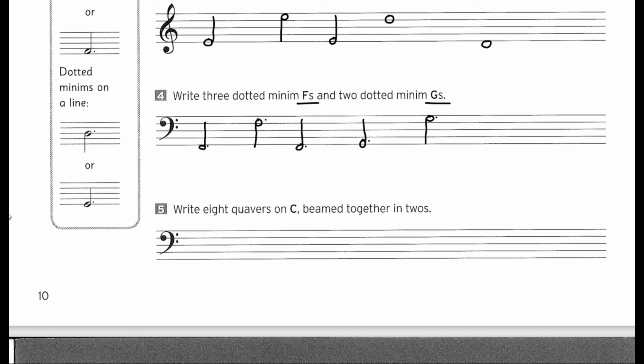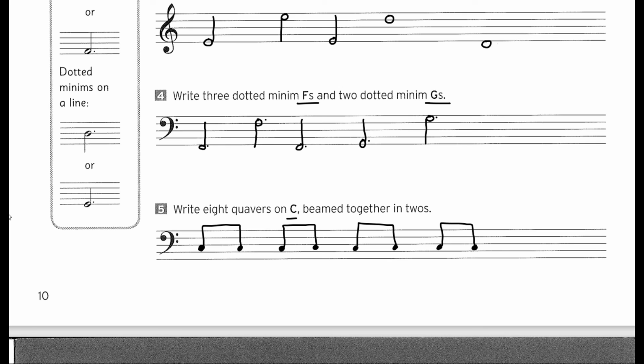Last one we have write 8 quavers on C, beam together in 2s. Okay, so we have to make 8 quavers on C only. So let's take this C. So we make 1, 2, 3, 4, 5, 6, 7, and 8. Now they ask us to beam them together in 2. So let's beam them together in 2s. Here they finish. Okay, so this is how you do it.